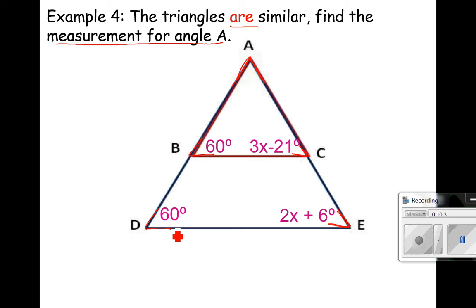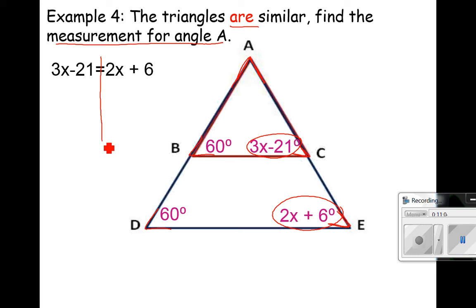Because I know angle C and angle E are congruent, I can set them equal to each other to find what x equals. So I'm going to do that right here. I have 3x minus 21 equals 2x plus 6. Now I'm going to start moving things around using the inverse operations to be able to find my answer. Let's draw a line down the equal sign.